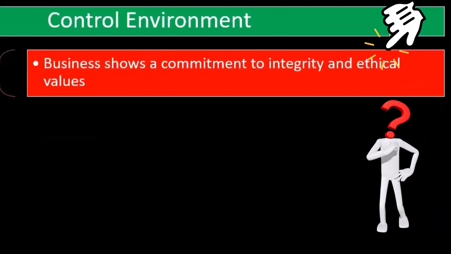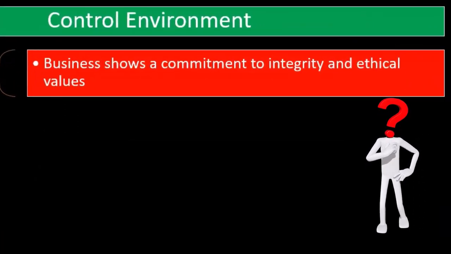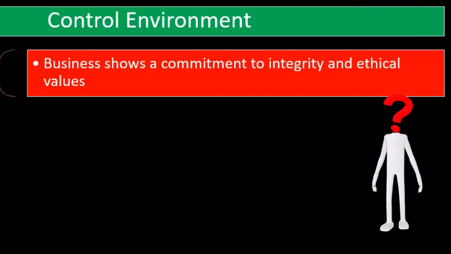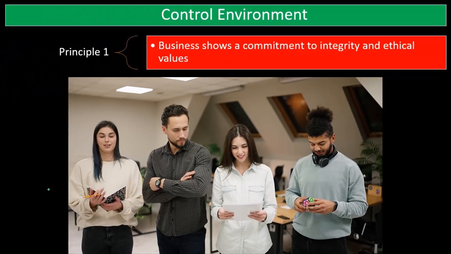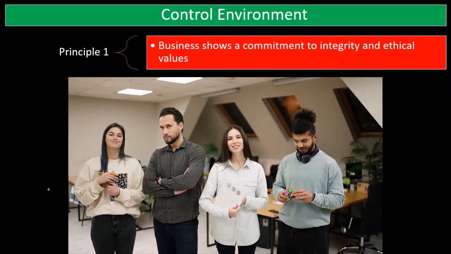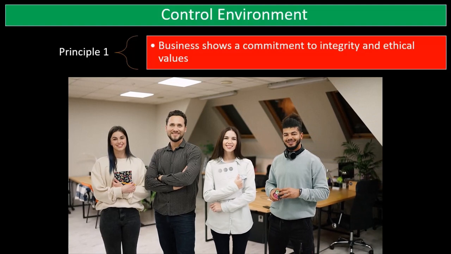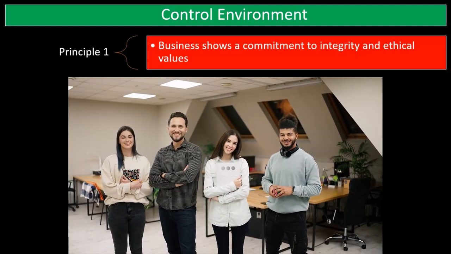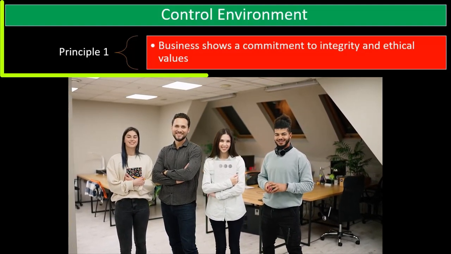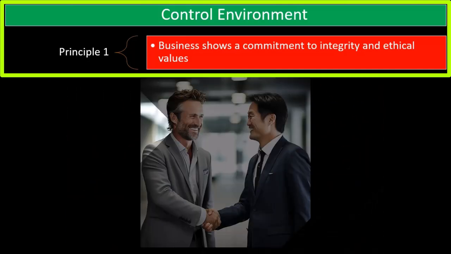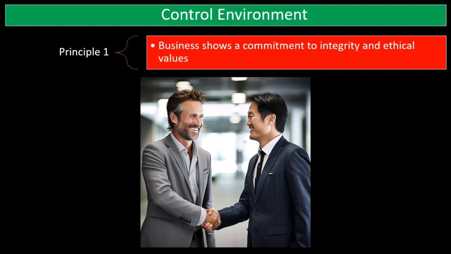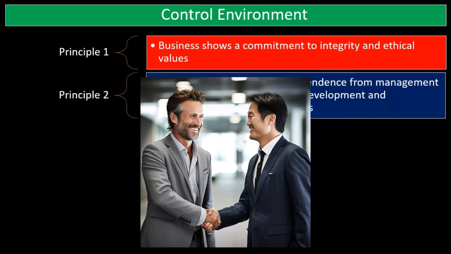First principle, business shows a commitment to integrity and ethical value. So we're looking at this in terms of the controls of the organization, in terms of the organization as a whole, that the business shows a commitment to integrity and ethical values. Note, these things aren't always the easiest things for us to write down and communicate. But you can think about how can we get a feel for that. We're going to be, of course, talking to people, inquiring about it, and writing down our impressions of the control environment in terms of business shows commitment to integrity and ethical value.